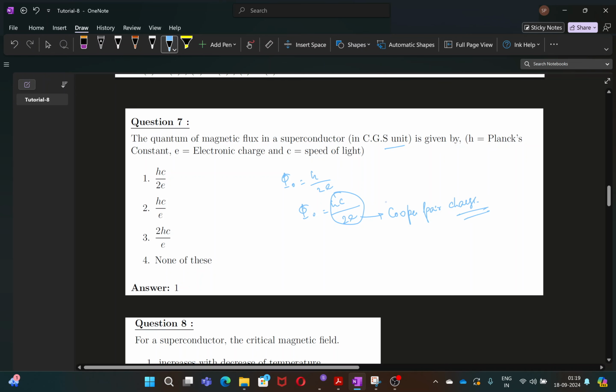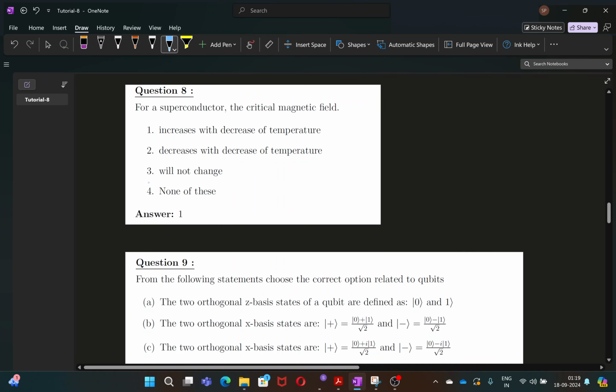And the magnetic flux has a quantum of hc by 2e. So we have to remember that it is hc by 2e. Now question number 8 is that for a superconductor, the critical magnetic field. We know the obvious answer, that the critical magnetic field increases with decrease of temperature.